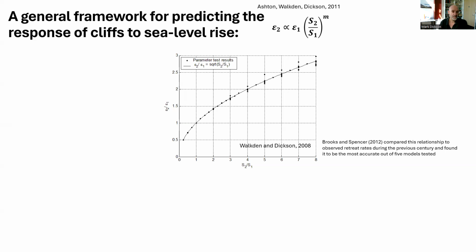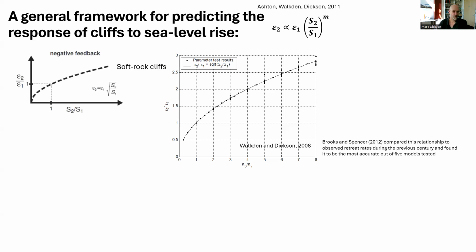Andrew Ashton, working with us, then realized that it would be possible to make this relation more general to other types of coasts. So this square root relationship might be expected to hold for many soft rock coastlines, a negative feedback type relationship where the rate of future erosion will accelerate with sea level rise.